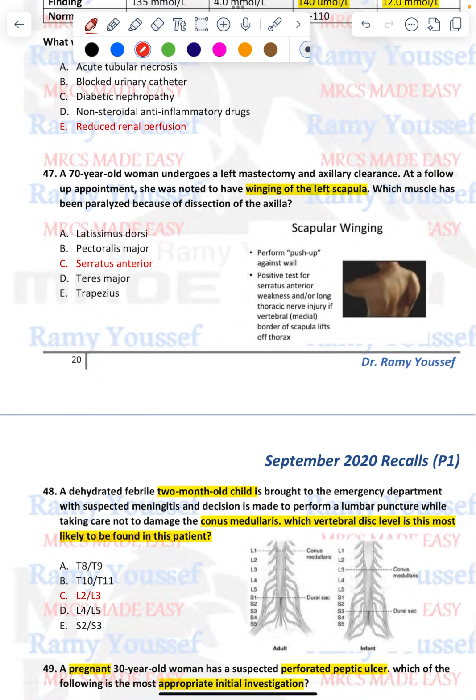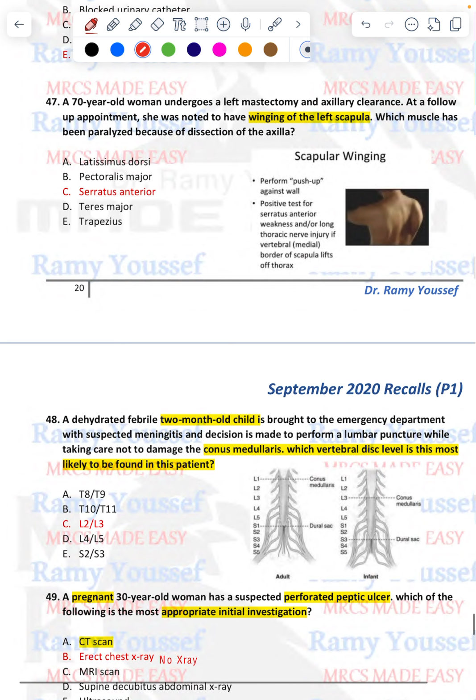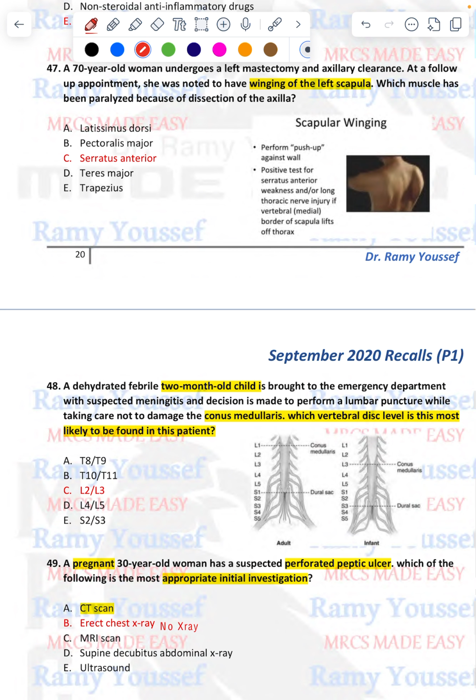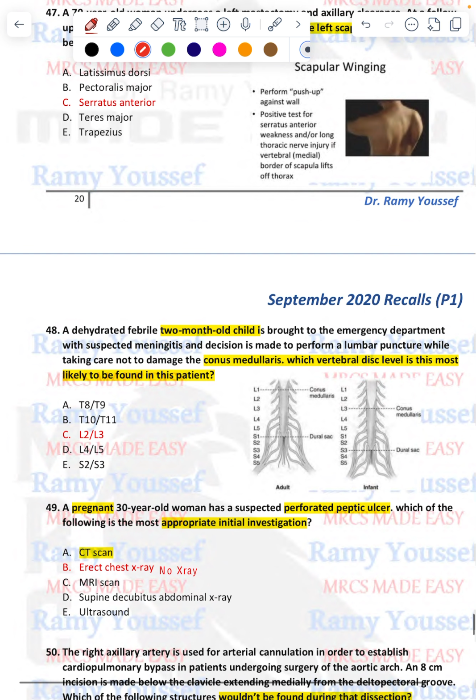A pregnant 30-year-old woman has a suspected perforated peptic ulcer. Which of the following is the appropriate initial treatment? Peptic ulcer is there, and what is the initial treatment? You have to maintain IV fluids and give supplementation. Let us see: direct X-ray, no X-ray, CT scan. Initial investigation is not treatment.